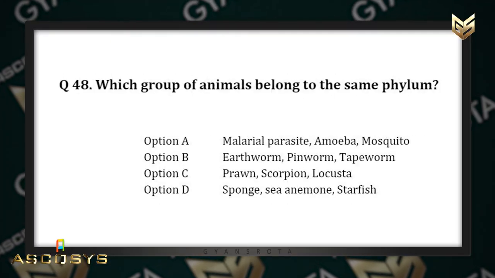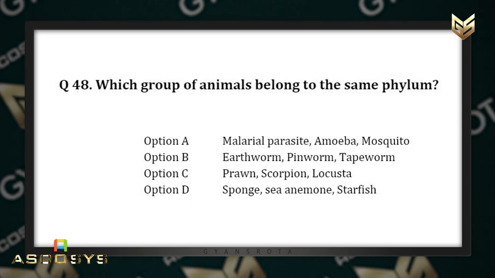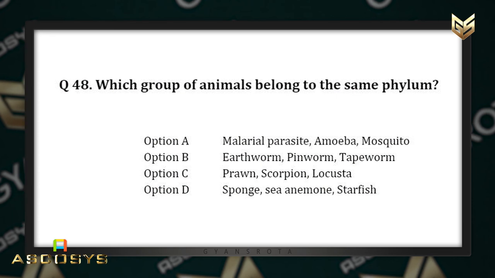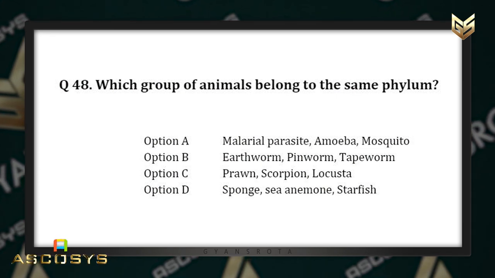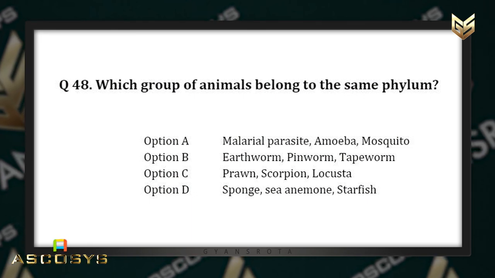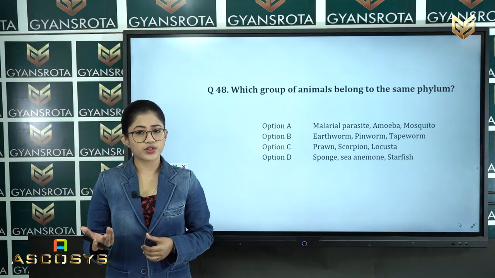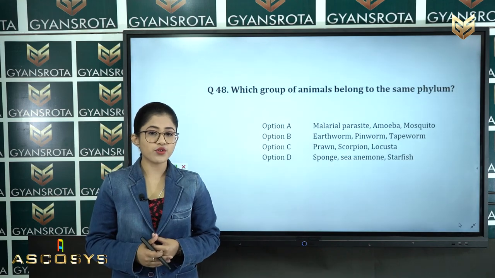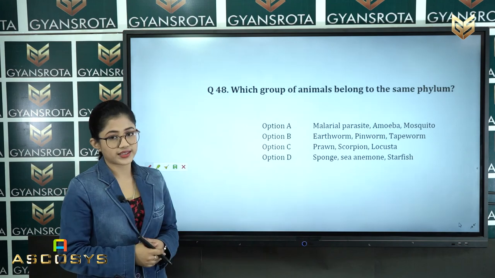Which group of animals belong to the same phylum? Option number A, malarial parasite, amoeba, mosquito. Option number B, earthworm, pinworm, tapeworm. Option number C, prawn, scorpion, locusta. Option number D, sponge, sea anemone and starfish. Student, this is a very easy question and it has directly come from your NCERT textbook of the chapter Animal Kingdom. So you have to select the correct one.